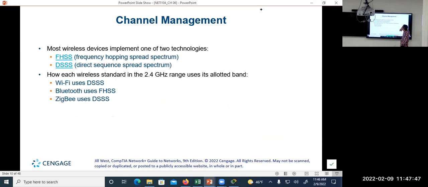Okay, so we also have channel management. Most widely used devices implement one of two technologies. The first one is frequency hopping spread spectrum, and the second one is direct sequence spread spectrum. Let me open the video here so we can understand what frequency hopping spread spectrum is and what direct sequence is.